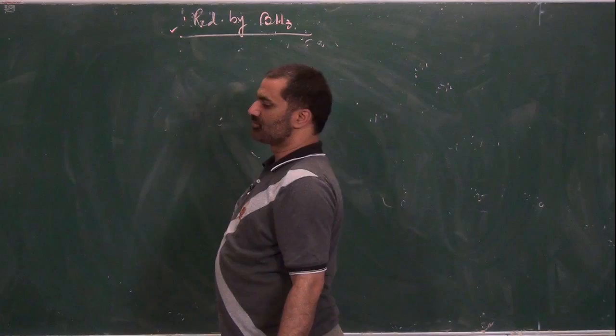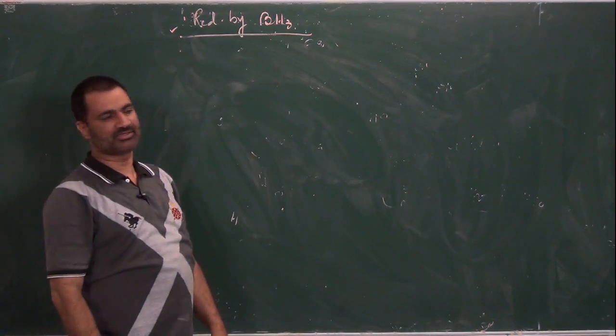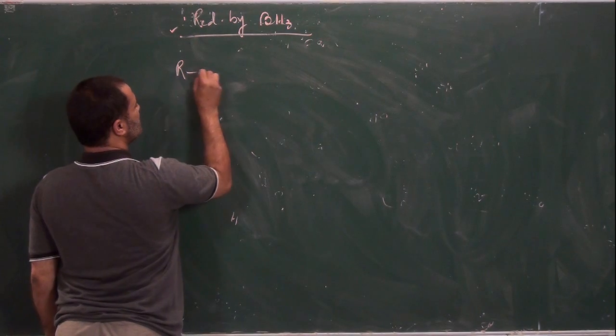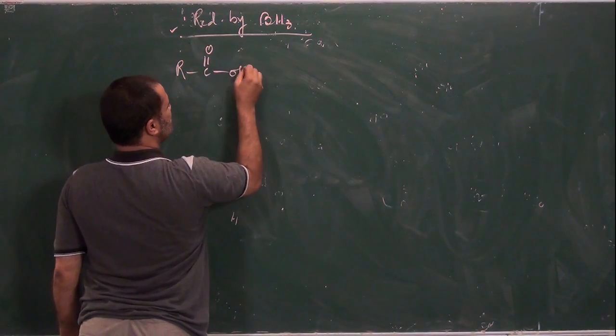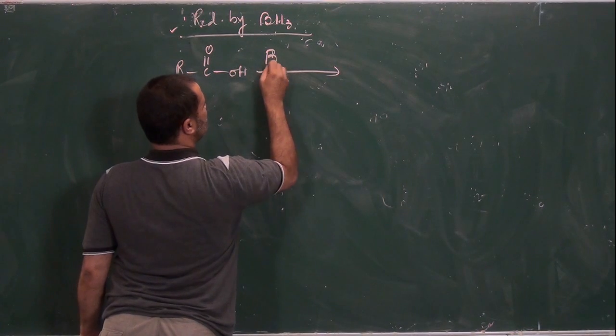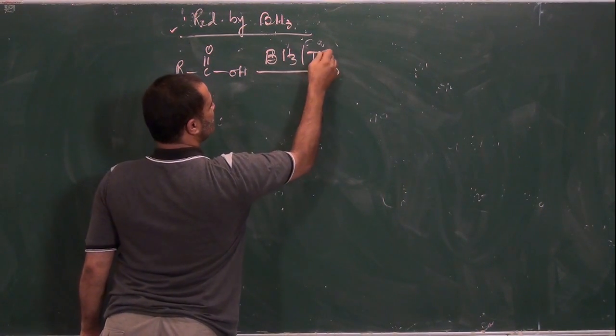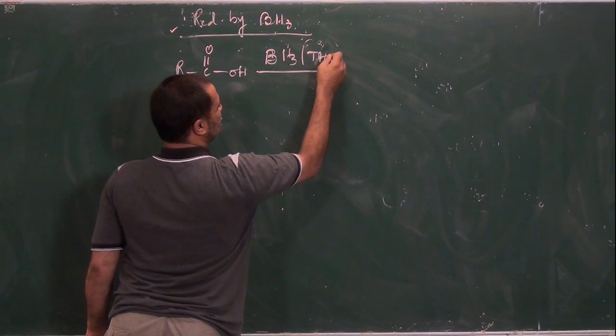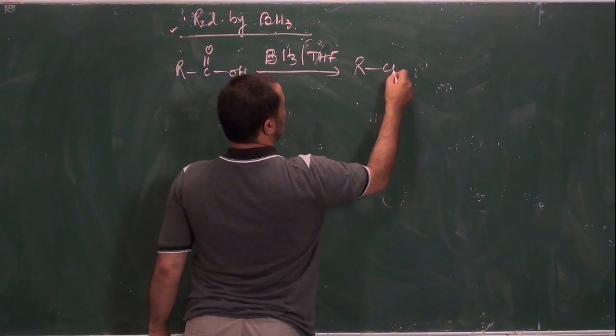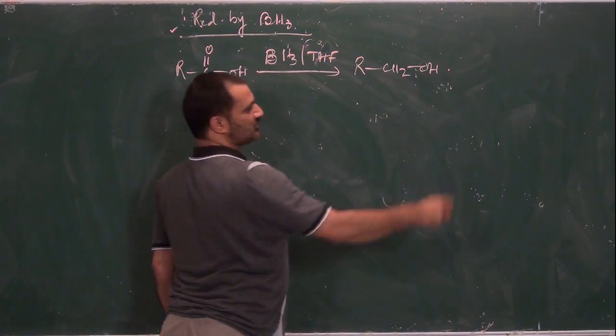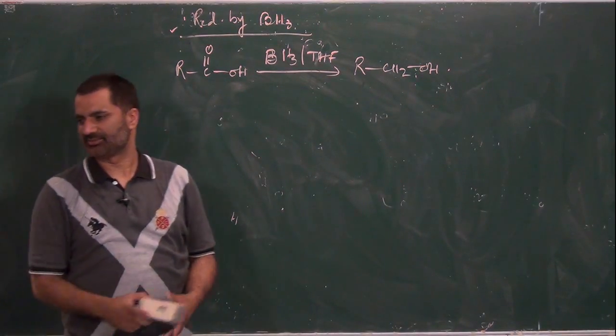BH3 can also be used as a reducing agent in presence of THF. So RCOOH with BH3/THF gives RCH2OH. So again there is formation of alcohols.